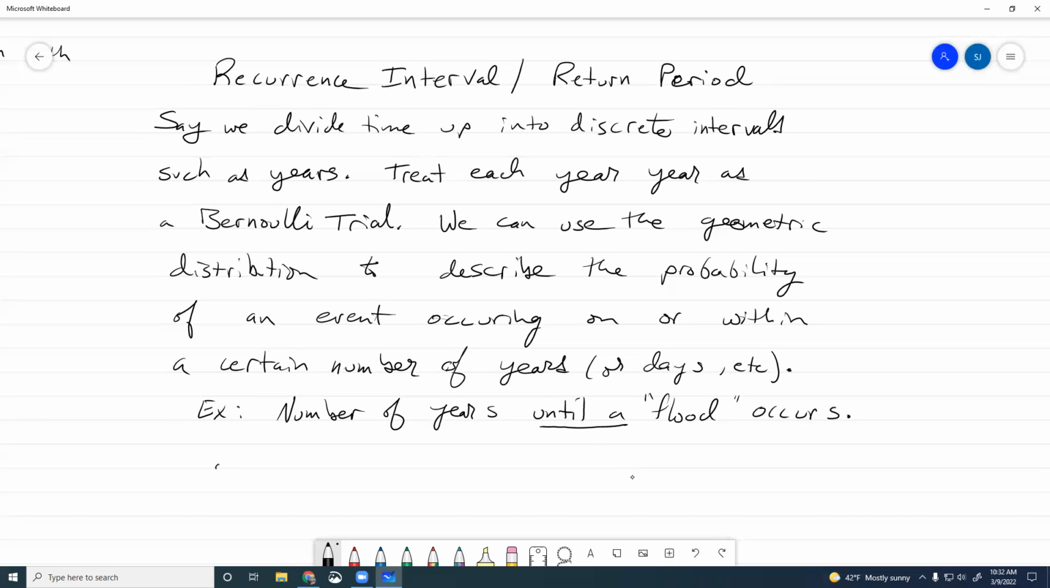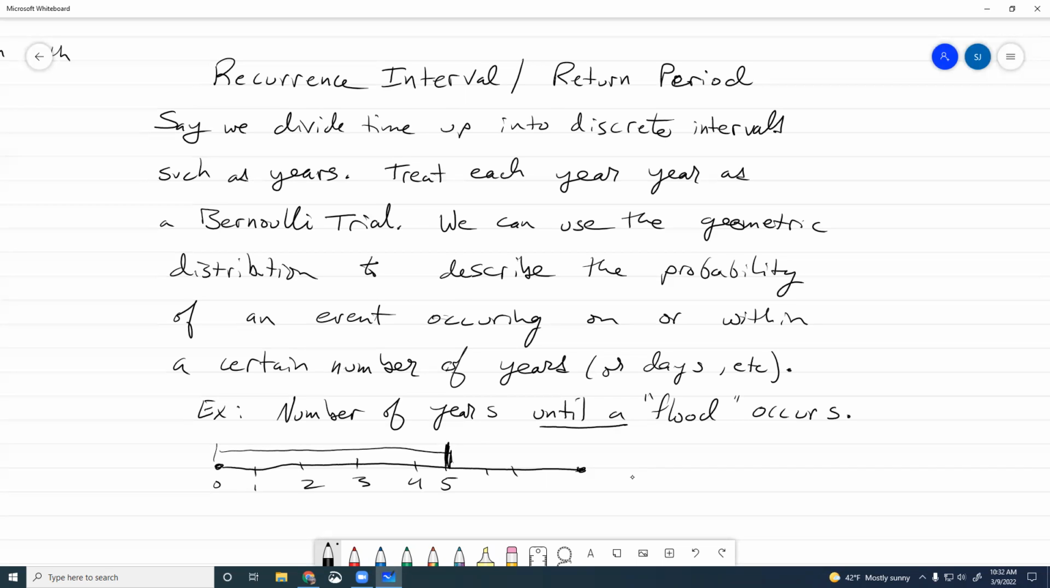So it's like this, we have year 0, year 1, year 2, year 3, etc. And then we have the flood occurs right here, so on year 5. So this is the number of years until the first flood occurs.